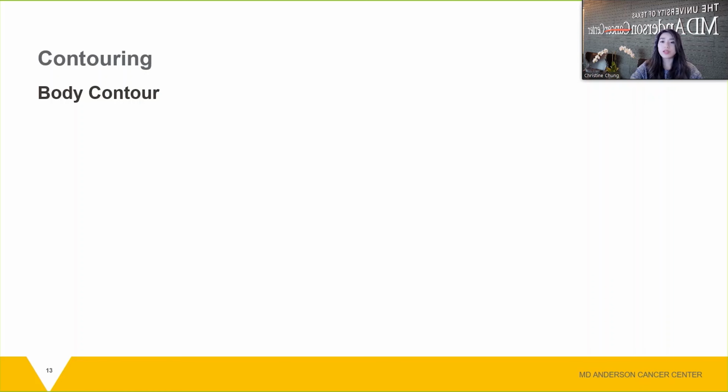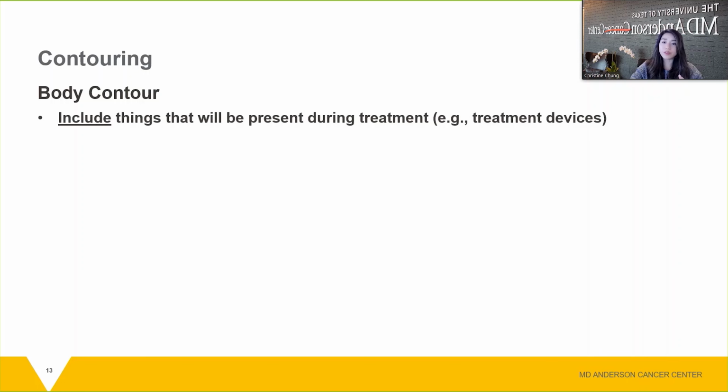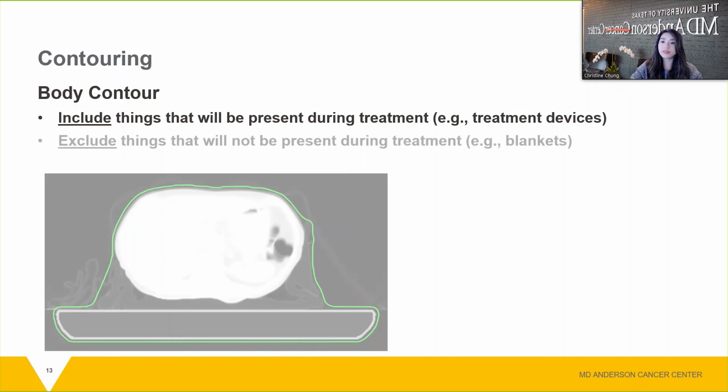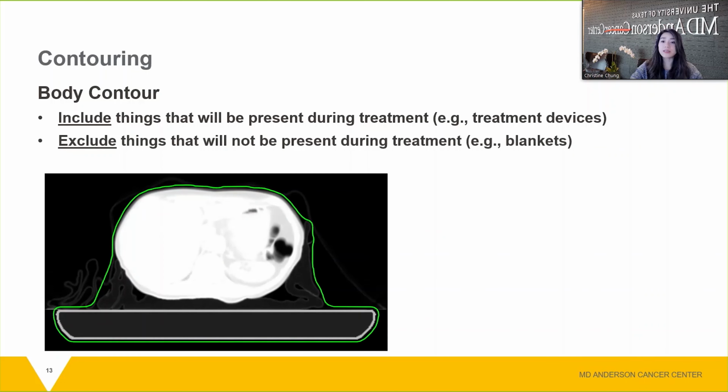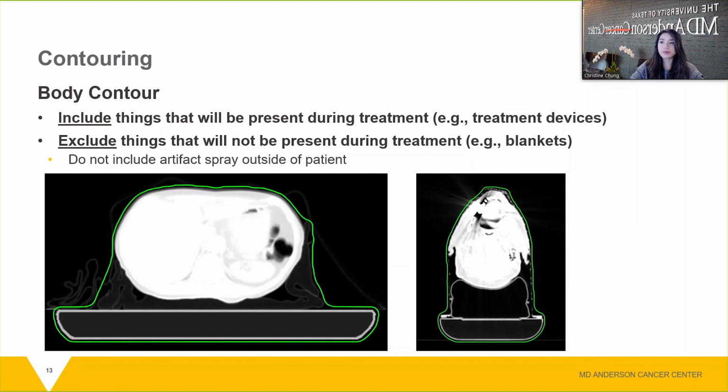So we have to make sure that everything that may come in the path of the beam during treatment is included within the body, such as the treatment devices. And similarly, anything that will not be present during treatment, like the blankets, should be removed from the body contour. And it's also important not to include any artifact that's not real as well.